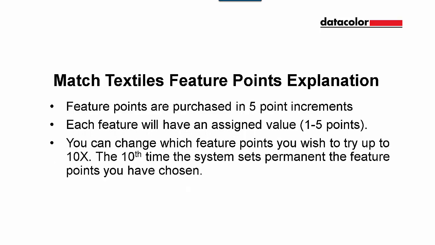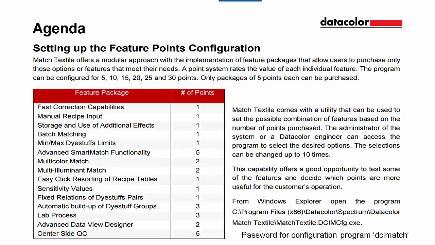You can try out changes to which feature points you will use up to 10 times. After the 10th time, the feature points are set permanent. The configuration program for Match Textiles is in the main Match Textiles directory. The password for this program is DCI Match.